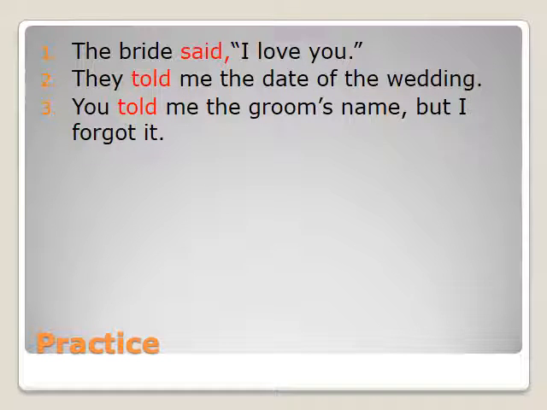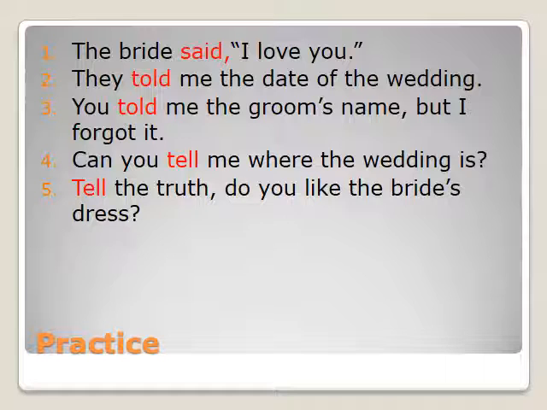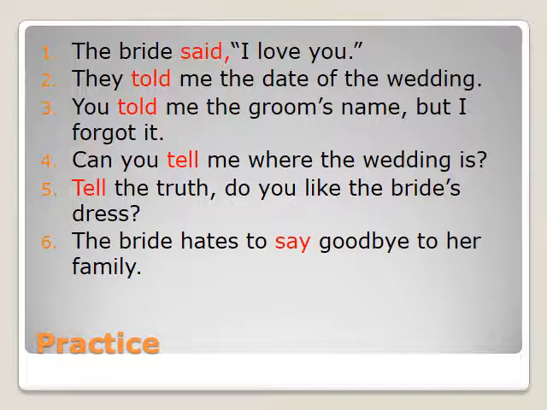You told me the groom's name, but I forgot it. You told what? The groom's name. Who got the groom's name? Me. So again, tell has to be followed by the indirect object. So next one, can you tell me where the wedding is? So again, tell is followed by the indirect object me. Tell the truth. Do you like the bride's new dress or the bride's dress? So in this case, tell the truth is that special case. We don't say the truth.